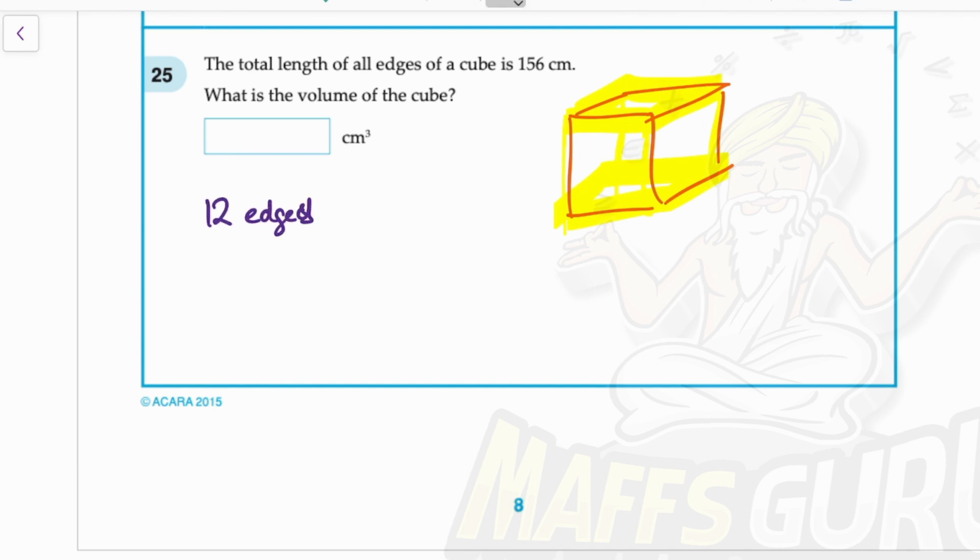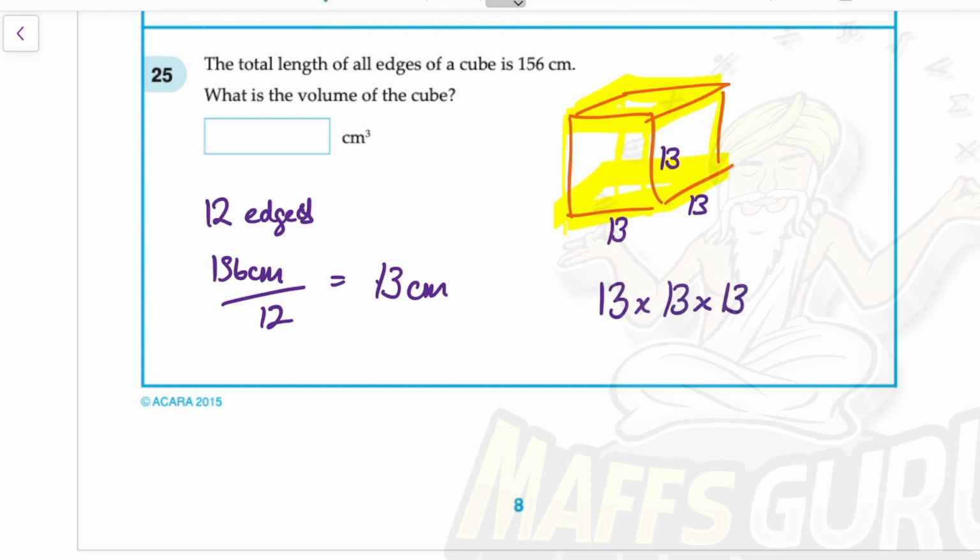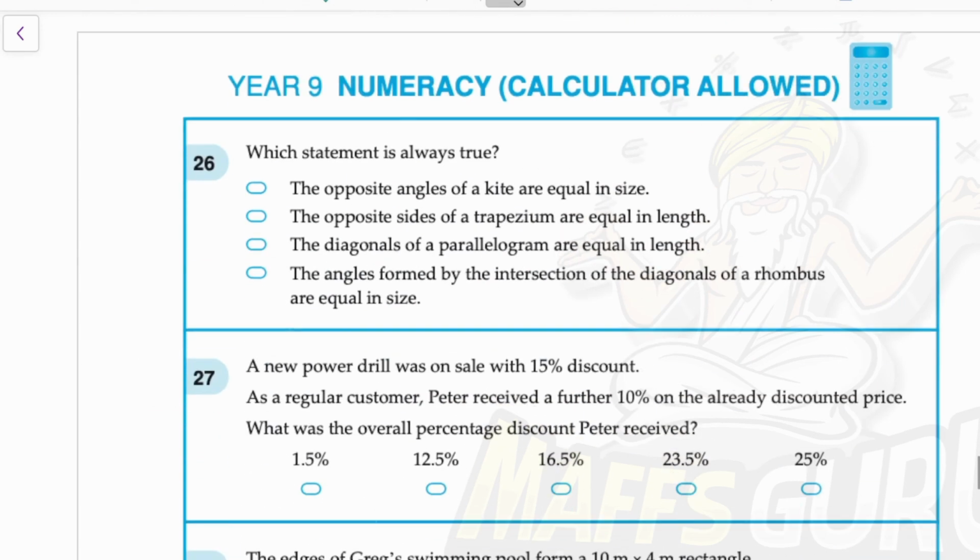Edges, we know that there are 156 centimeters in total. So if I divide that by 12, 156 divided by 12 gives me that each length is 13 centimeters. So we now know that's 13, 13, and 13. And because it wants the volume of the cube, I'm now going to do 13 times 13 times 13, which gives me 2197 centimeters cubed.